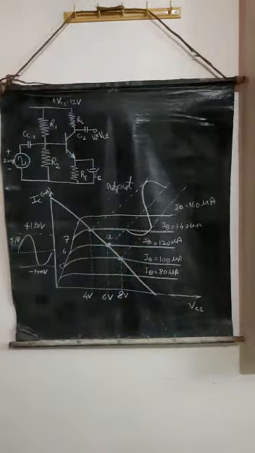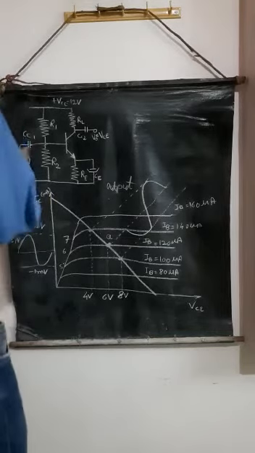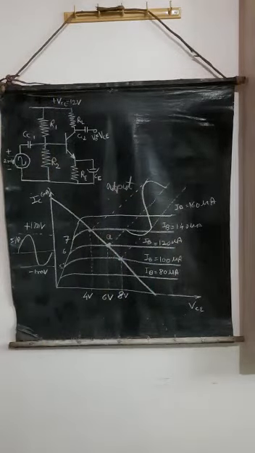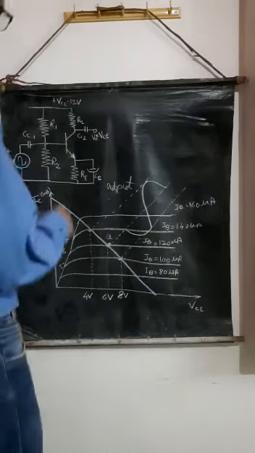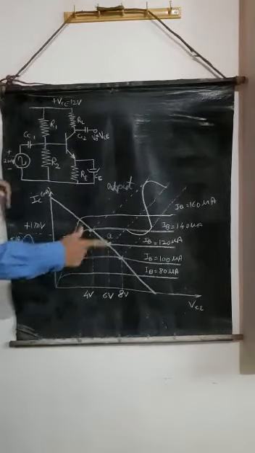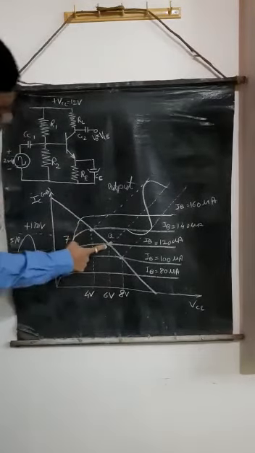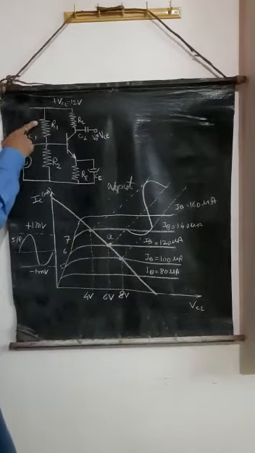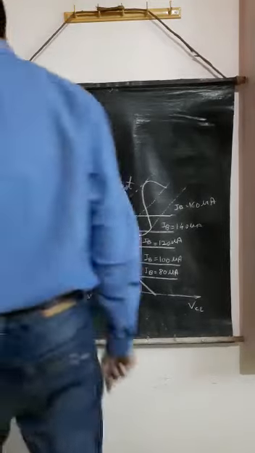Now third, resistors R1 and R2 provide a voltage divider bias to fix the operating point Q as shown in the graph. R1 and R2 stabilize the operating point Q. This operating point should be stabilized at one place, so for that purpose we connect these two resistors R1 and R2.